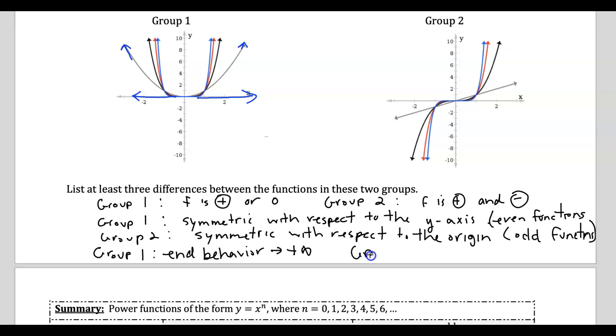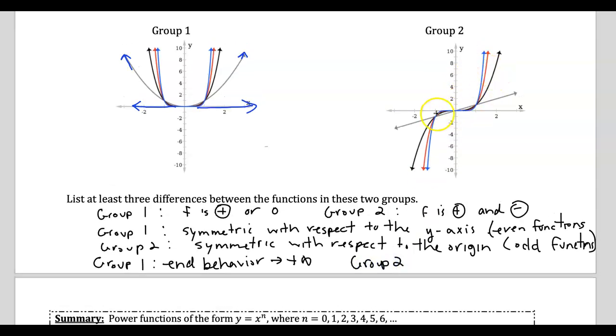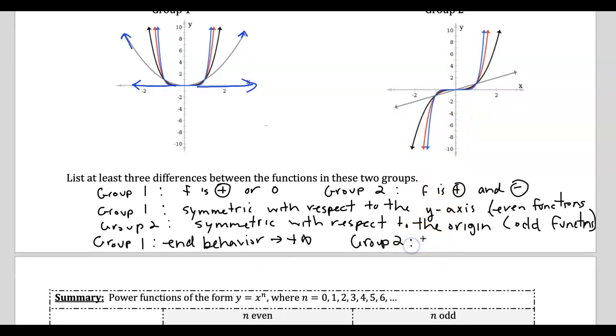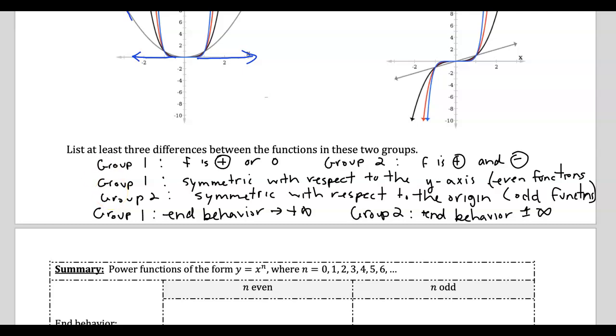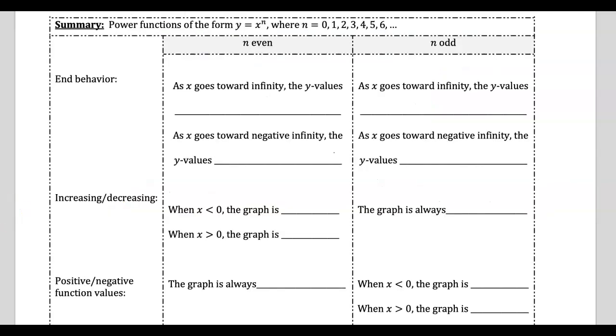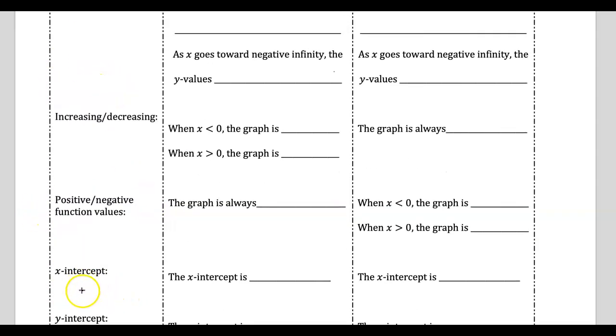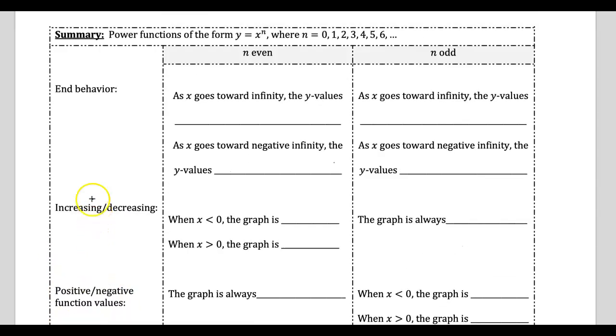For group 2, it looks like it's going to positive infinity on the right and negative infinity on the left. So it goes to plus or minus. End behavior is plus minus infinity. Okay, so there's just some differences I noted. Okay, let's fill out this little summary of power function properties, really, and the end behavior, whether it's increasing, decreasing, positive or negative. Let's talk about the x-intercepts, y-intercepts too.